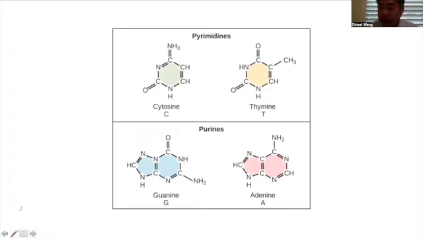The bases can be either pyrimidines or purines. As we can see here, pyrimidines have only 1 ring, and purines have 2 rings. In DNA, adenine and thymine form complementary pairs with 2 hydrogen bonds, and guanine and cytosine form complementary pairs with 3 hydrogen bonds.